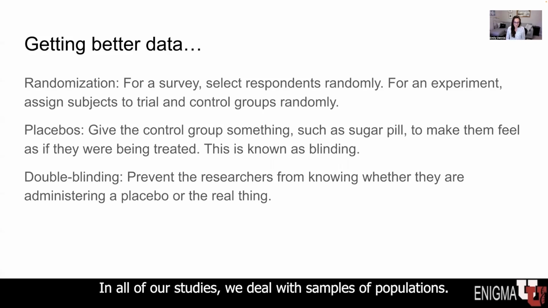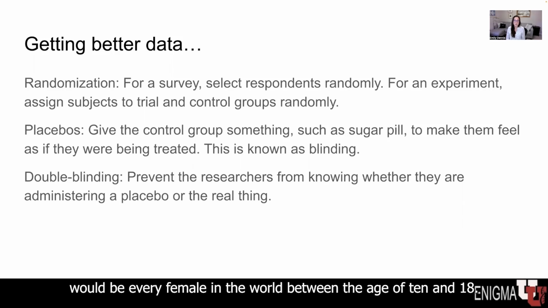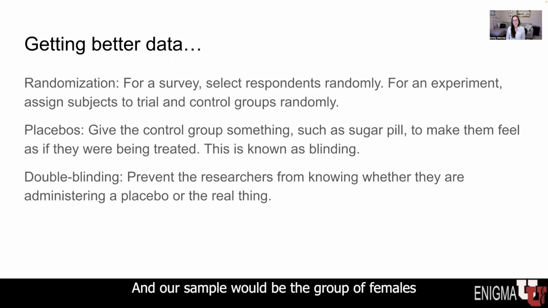In all of our studies, we deal with samples of populations. The population is the whole group of people or animals or individuals in the world. So if we are doing a study on females between the age of 10 and 18, the population would be every female in the world between the age of 10 and 18. And our sample would be the group of females that we are studying between the ages of 10 and 18.